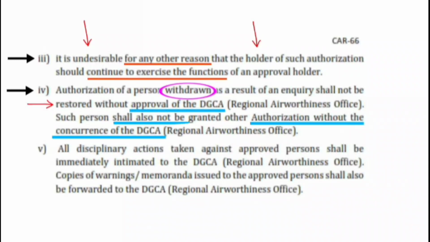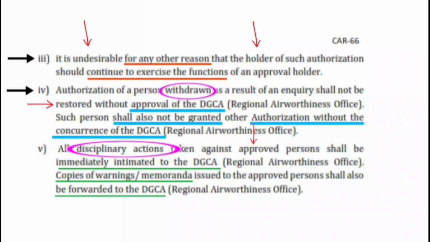While the authorization was withdrawn by the organization, what action was taken against the holder should be informed to DGCA immediately, and the copy of the warning given to the holder of the authorization should also be forwarded to DGCA. So this is all about Subpart C.